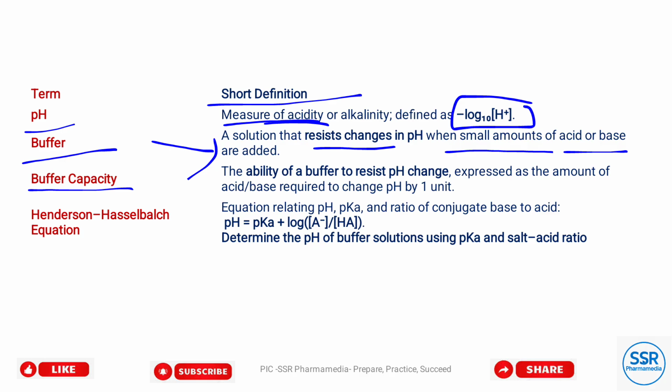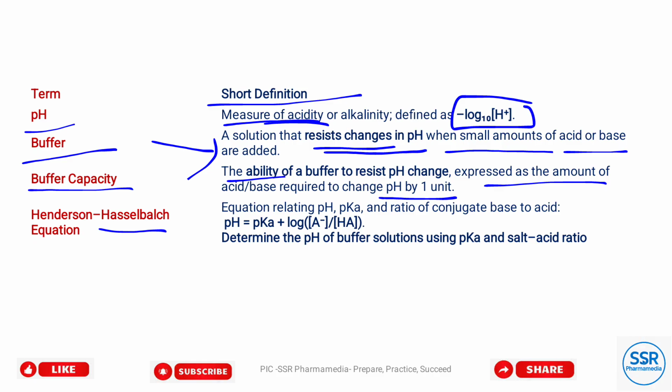And what is buffer capacity? Buffer capacity is the ability of your buffer to resist pH change. It's expressed as the amount of acid or base required to change pH by 1 unit. So when we are adding a small amount of acid or base, pH will not change. That is called a buffer. When we keep on adding, it produces a 1 unit change. That is called buffer capacity.